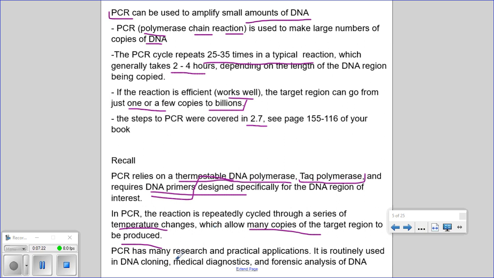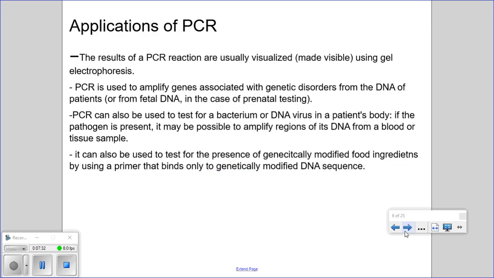So PCR has many research and practical applications. It is routinely used in DNA cloning, medical diagnostics, and forensic analysis of DNA. So a few applications of PCR: the results of a PCR reaction are usually visualized. They're made visible by using gel electrophoresis. So once you've amplified your DNA or your various regions of DNA, you can view those created fragments using gel electrophoresis.